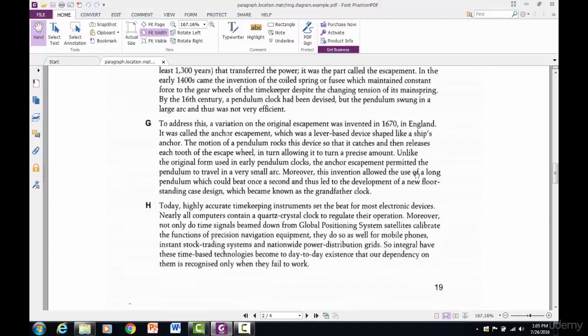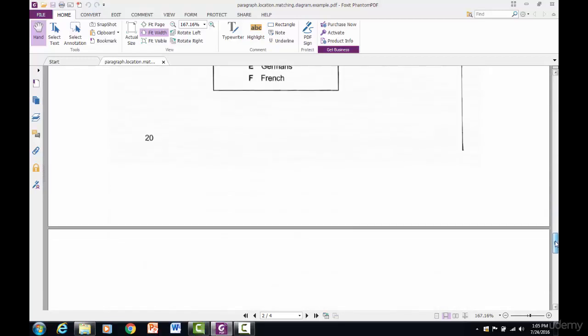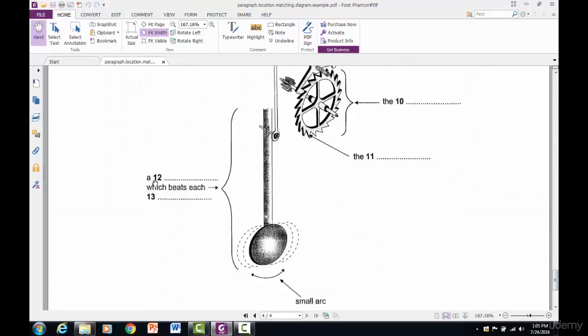And also we have the synonym language for each. Once a is a synonym for each. So the answer for 13 is second. See right here? A long pendulum which beats each second. It says once a second, each second. A long pendulum comes right before which beats. So those are our answers for 12 and 13.